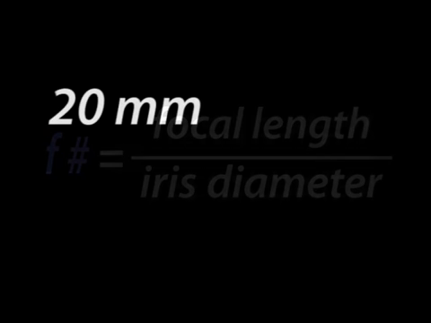Say, for example, you have a lens with a focal length of 20 millimeters, and the opening of the iris where the shutter blades stop down is 2 millimeters. Well, 20 millimeters divided by 2 millimeters is 10.0, or an aperture of 10.0.